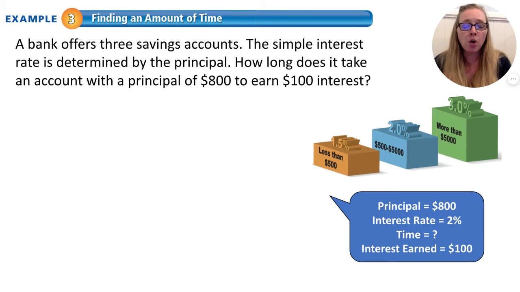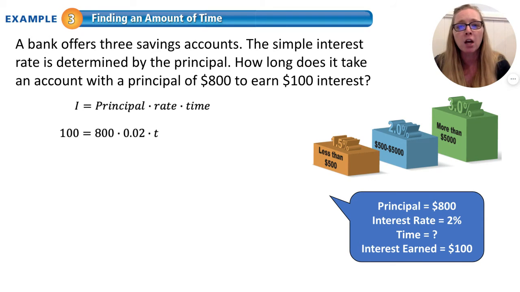So what we know: the principal is $800. We know the interest rate is 2%. We don't know our time. We know the interest earned is $100. Let's write our equation and plug in the numbers. The variable for the unknown this time is t.